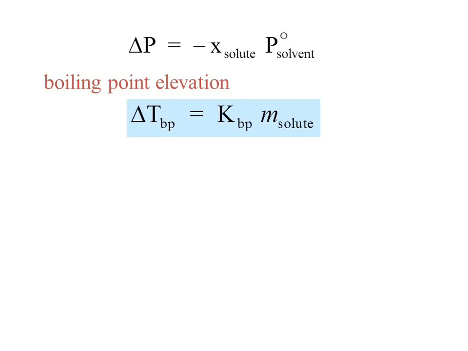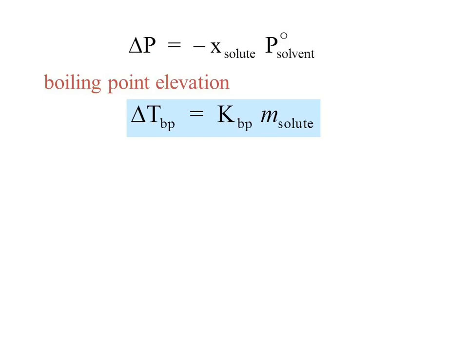Okay, blue box alert, blue box alert. So these are on your sheets you're going to get tomorrow. You just need to know how to use them. So the increase in boiling point temperature, the boiling point elevation, that's the change in temperature of the boiling point. It's all the same thing. Boiling point elevation is equal to some constant K.